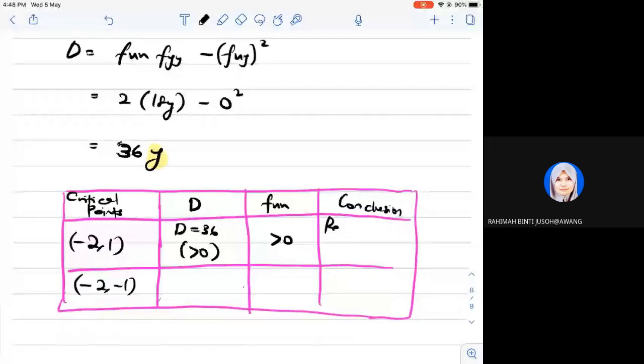Minimum. And then kalau ganti negatif, D equals to negative 36 lah kan. So less than 0, what happened? This saddle point, yeah. So fxx tak payah tengok lah. So you dapat saddle point. Betul ke jawapan ni? Betul lah. Okay. So guys, did you understand? Yes.